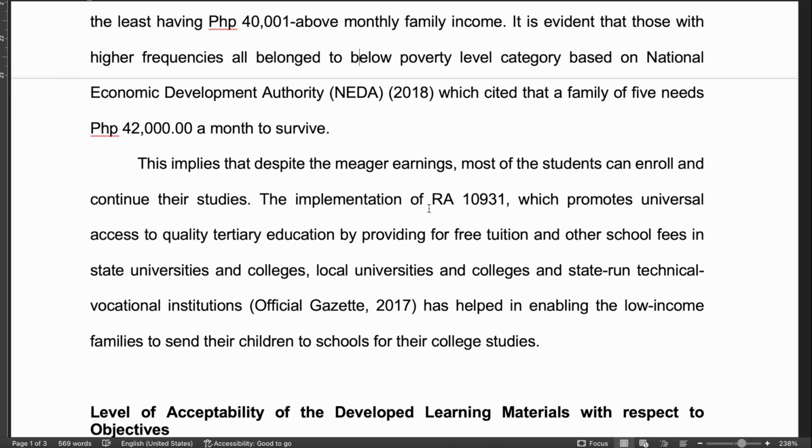The implementation of Republic Act 10931, which promotes universal access to quality tertiary education by providing for free tuition and other school fees in state universities and colleges, local universities and colleges, and state-run technical vocational institutions, Official Gazette 2017, has helped in enabling the low-income families to send their children to schools for their college studies. So, saktong-sakto yung sinabi dun sa Official Gazette.